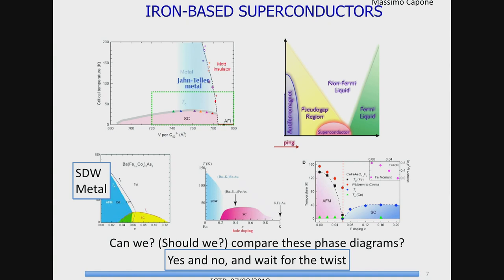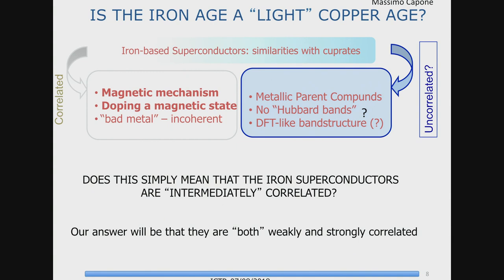Superconductivity appears doping a spin density wave metal. So clearly, if you look superficially at these phase diagrams, you would like to compare with all of these, where in all cases you start from something magnetic, you dope it, and you end up with a dome of superconductivity. But as we will see in a second, and as you all know, there are some important differences. So I'm asking whether we really have to compare this phase diagram, and I will give you a sort of twisty answer.